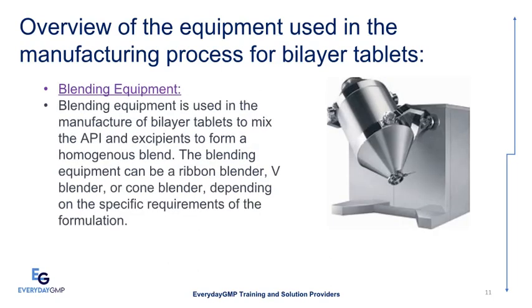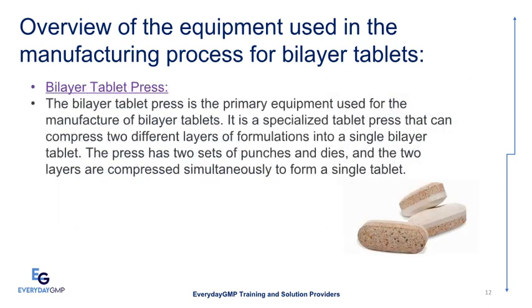Another machine is for blending purpose. Blending equipment is used in the manufacture of bilayer tablets to mix the API and excipients to form a homogeneous blend. The blending equipment can be a ribbon blender, V-blender, or cone blender, depending on the specific requirements of the formulation. An important machine is the tablet press or compression machine.